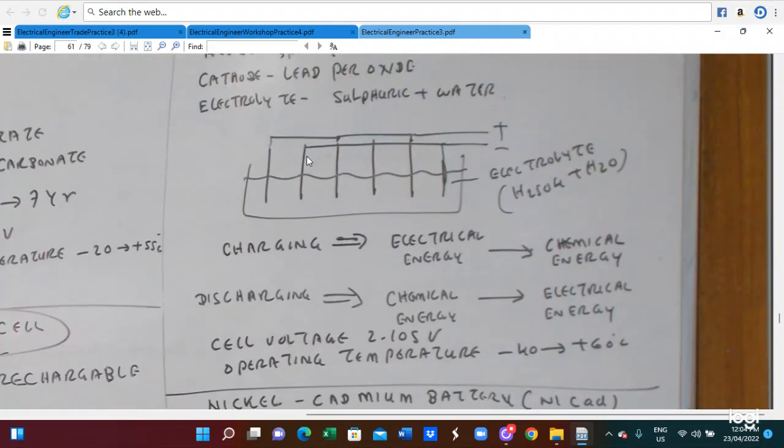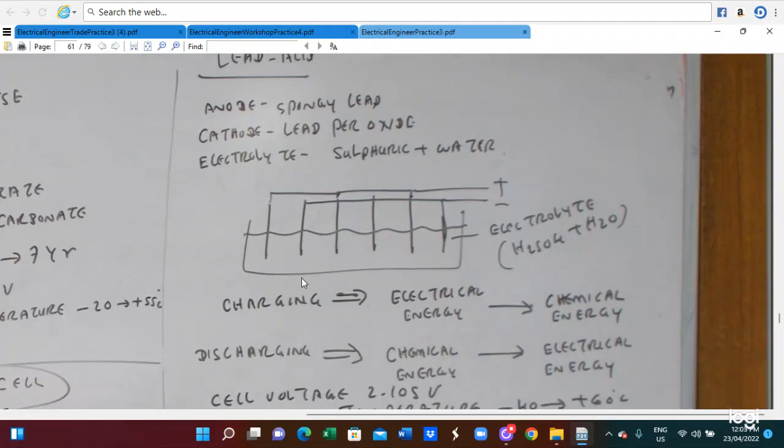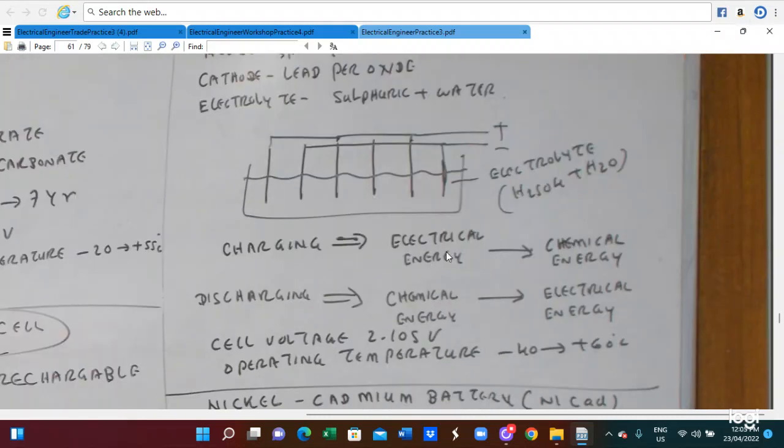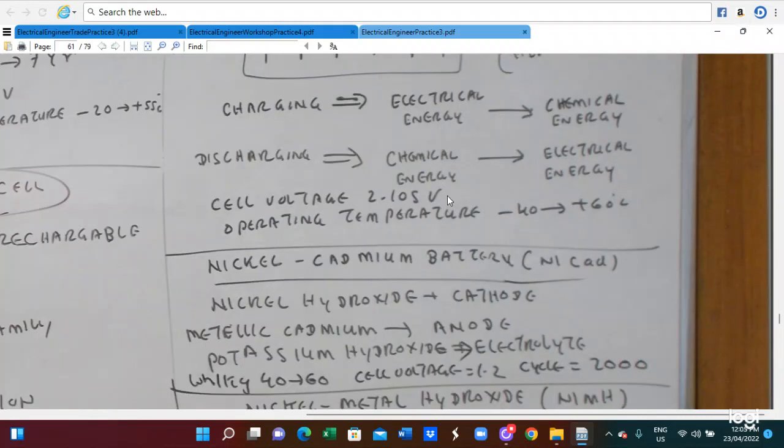So these are the connections of the lead acid cell. The anode is sponge lead, the cathode is lead peroxide, and the electrolyte is sulfuric acid and water, a combination of H2SO4 and H2O. At charging time, electrical energy is converted to chemical energy. At discharge time, chemical energy is converted to electrical energy. Cell voltage is 2.105 volts and operating temperature is -42 to +60 degrees centigrade.